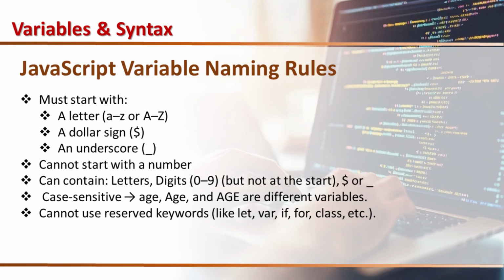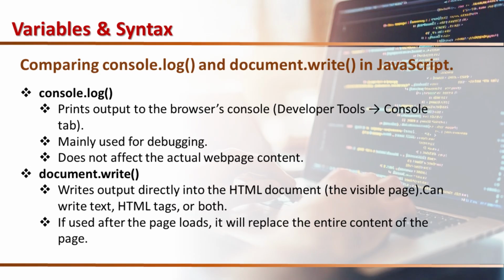JavaScript is case sensitive, so small word age, capital A in age, and uppercase AGE are treated as three different variables. Additionally, variable names cannot use reserved keywords such as let, var, if, for, class, and others. Let us now look at JavaScript methods used to read the values of variables and arguments. Two commonly used methods are console.log and document.write.